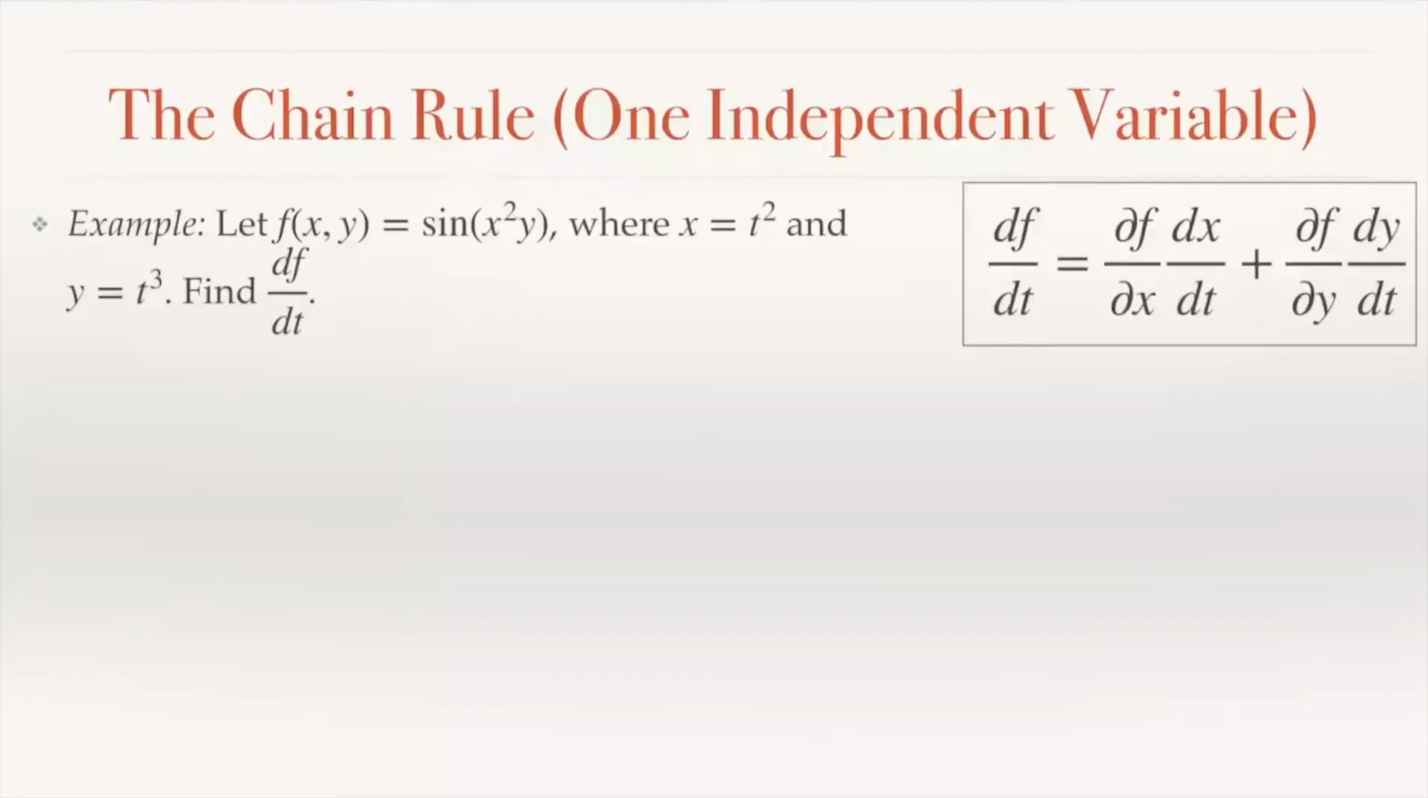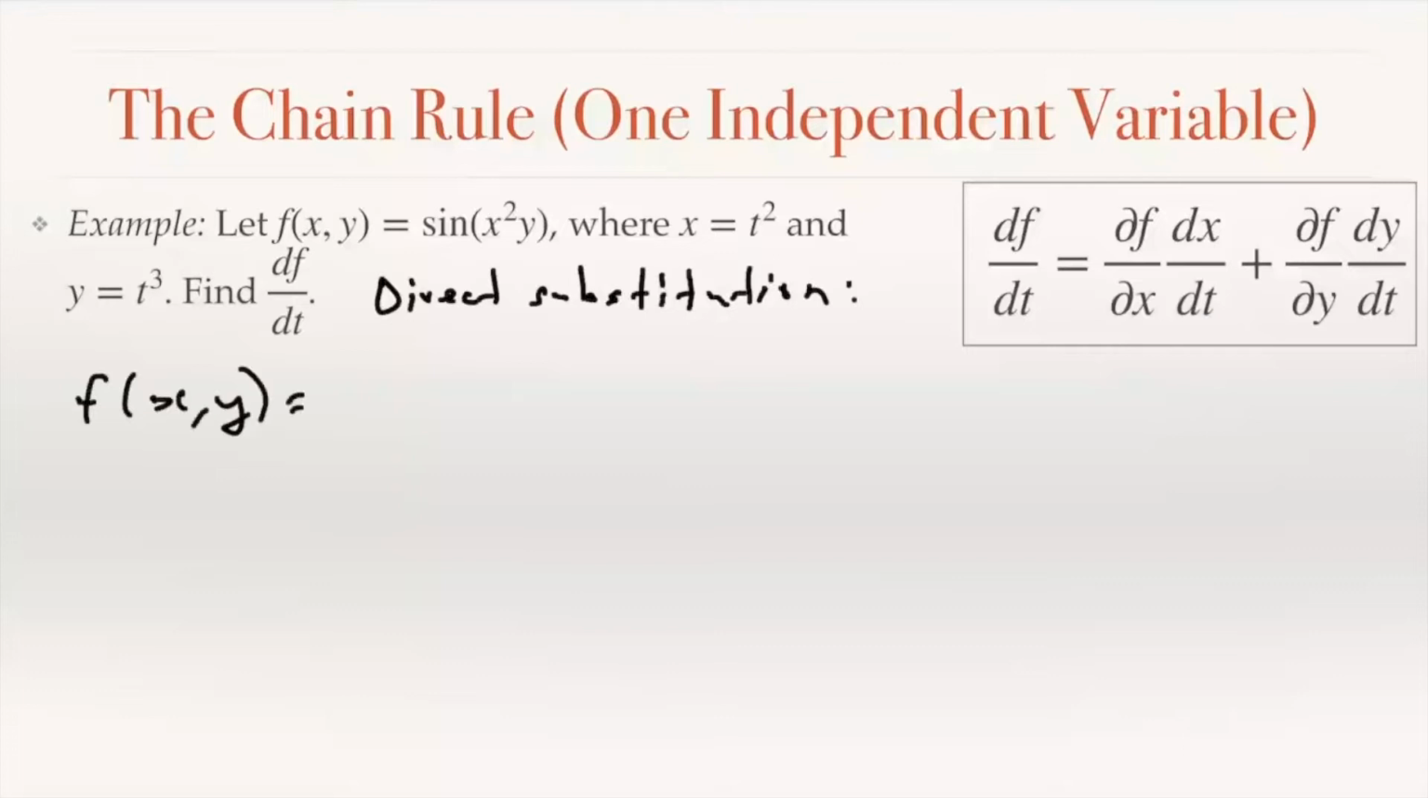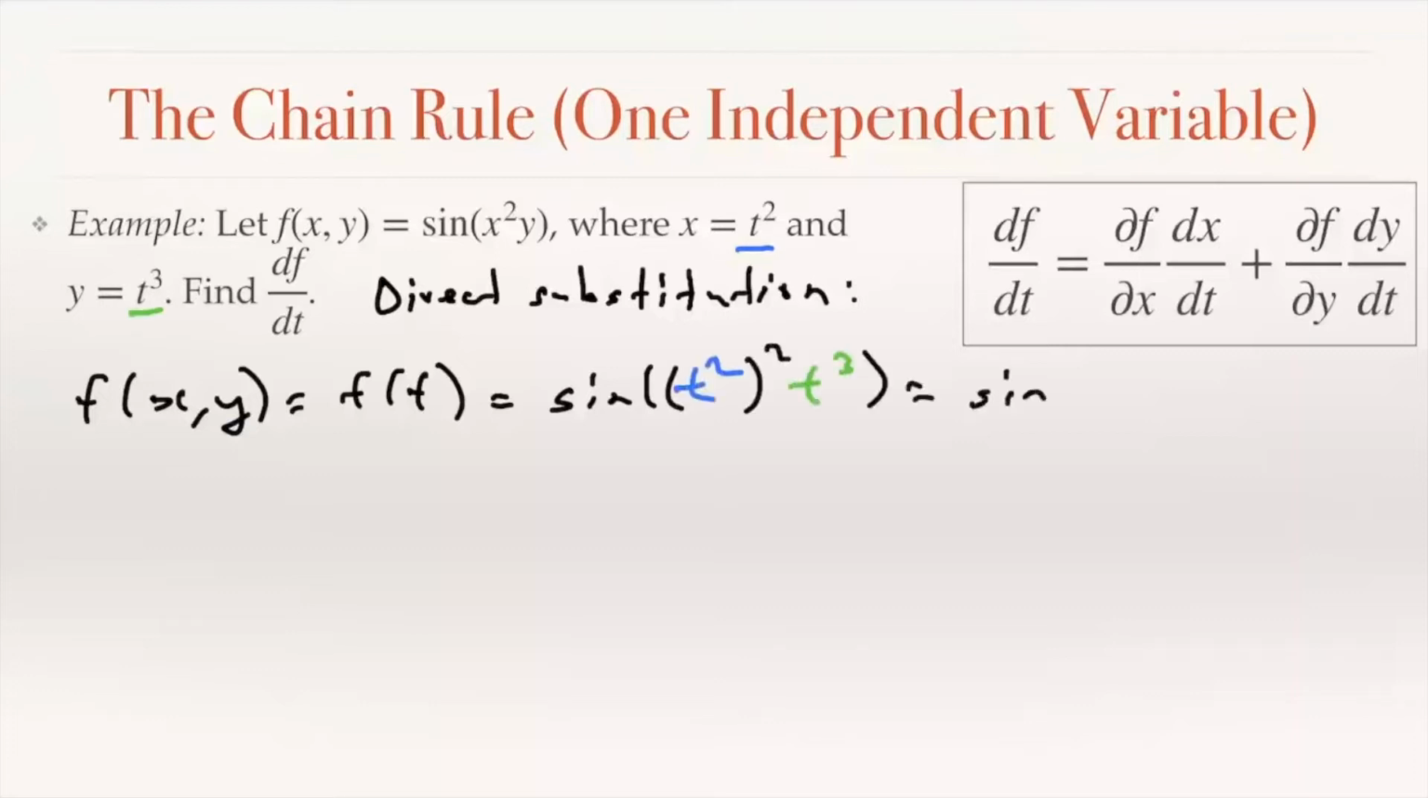So let's do an example. And I'm going to do this example in two ways. First via a direct substitution, and then we'll do it with the chain rule. So first with the direct substitution, that means that we would just first substitute x equals t squared and y equals t cubed into f originally. And that means that f of x, y is now f of t is sine of (t squared) squared times t cubed, and that is sine of t to the 7.